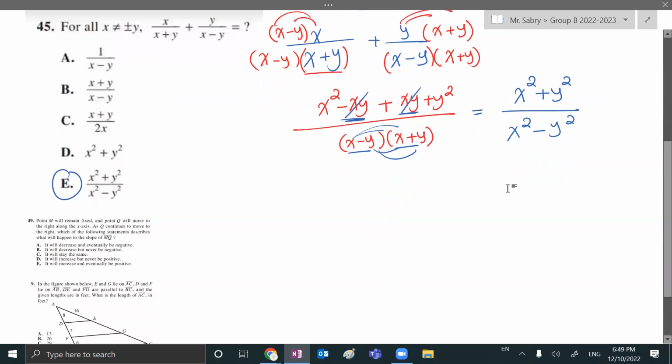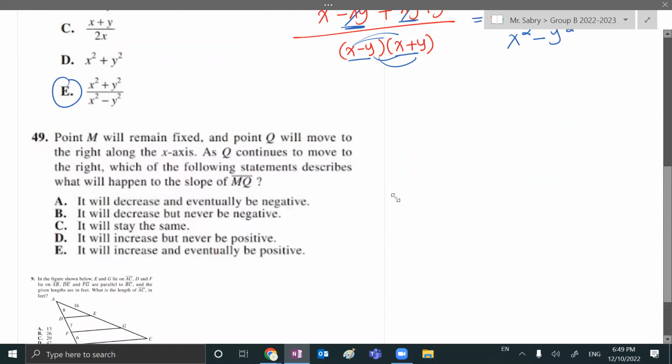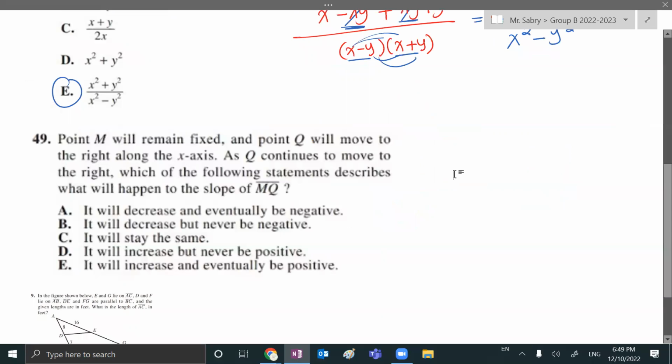Okay, moving on. 49. It says point M will remain fixed and point Q will move to the right along the x-axis. As Q continues to move to the right, which of the following statements describes what will happen to the slope of MQ? This one has a graph. Okay, what does the line MQ look like right now? Is it a positive slope or a negative slope?